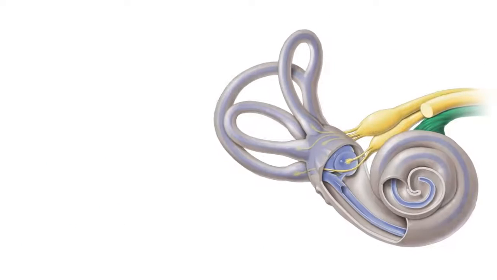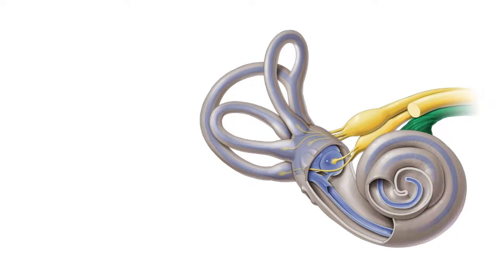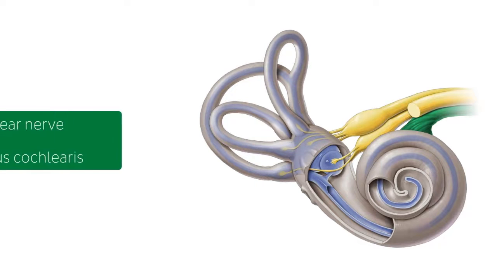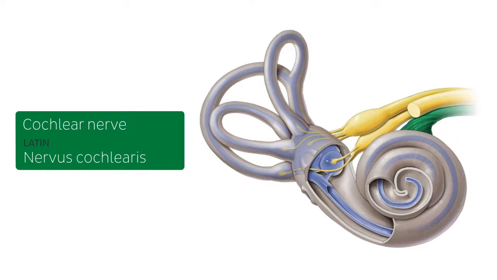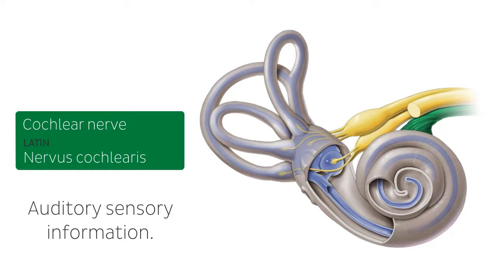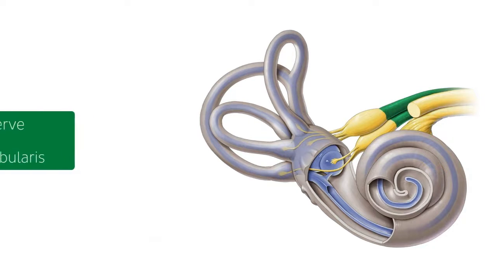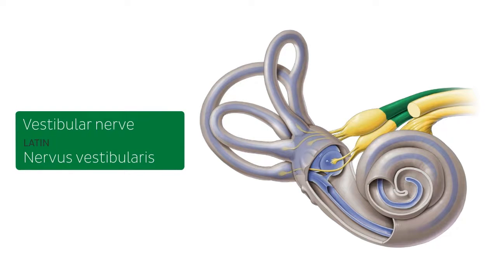Now that we've looked at the membranous and bony structures of the labyrinth, let's move on to look at the nerves that are located in this part of the inner ear. The cochlear nerve is the branch of the vestibulocochlear nerve that carries the auditory sensory information from the cochlea directly to the brain. The cochlear nerve enters the base of the cochlea and is connected with specific receptors of the spiral organ of Corti. The vestibular nerve is the other part of the vestibulocochlear nerve. It carries spatial information from the semicircular canals and the vestibule to the brain.